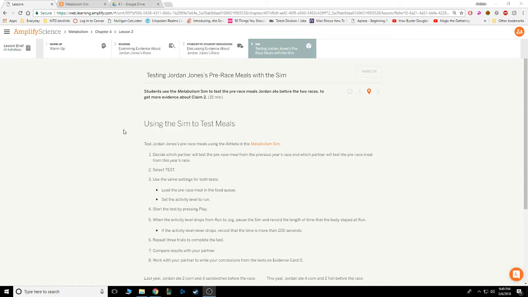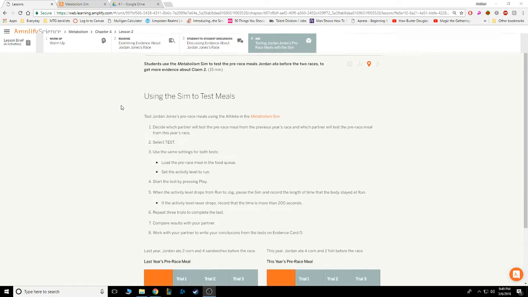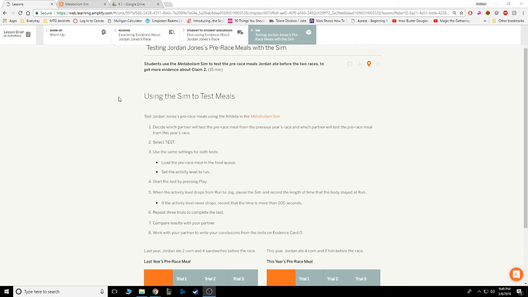Alright, welcome to the last part of today's lesson, testing in the sim. In this case, we're going to take a look at some of the evidence that we're going to make for ourselves in order to understand better how the race meal affected Jordan's performance. To do this, we're going to use the sim. So the first thing you need to do is open the sim and follow the directions.